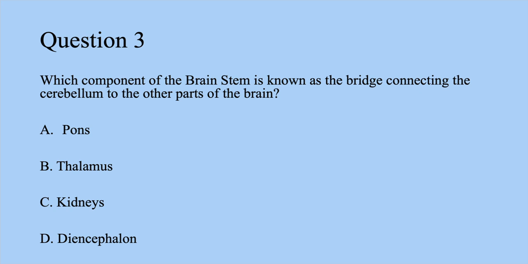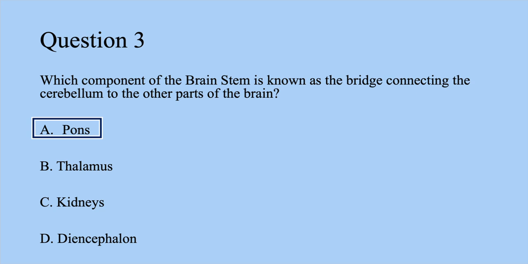The final question is, which component of the brainstem is known as the bridge connecting the cerebellum to the other parts of the brain? I'll give you 5 seconds to answer. If you said A, pons, you are correct. So B says the thalamus, which again is part of the diencephalon, which is not part of the brainstem. And it's important to note that pons is basically a bridge that connects two parts of the brain. So pons would be the answer.